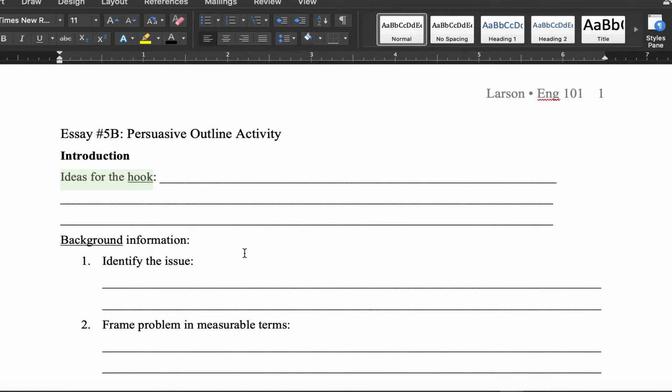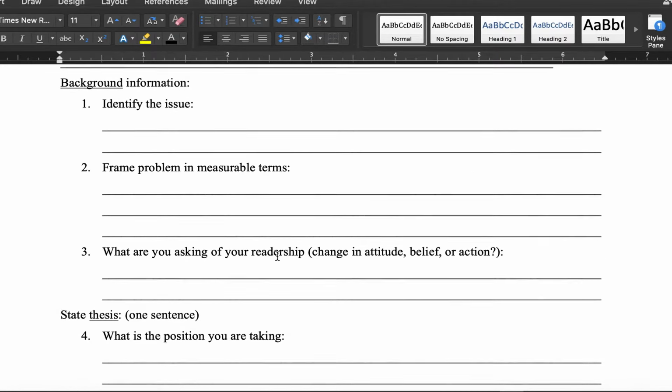I like to come up with my hook when I'm writing my paper, or I write down a bad hook and go back and put a good one in later. It's up to you how you want to do that. So if you don't want to fill that in, I can understand that.